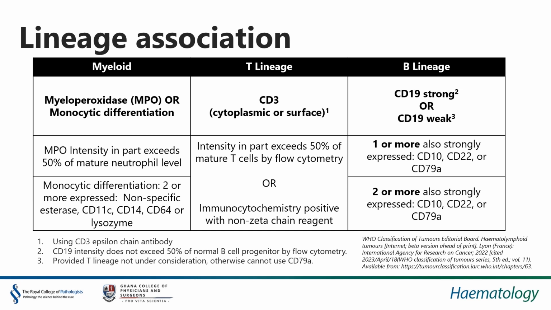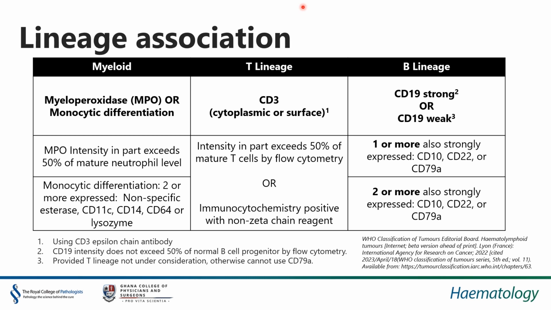So for the myeloid lineage, we want to see an expression of myeloperoxidase, MPO, where MPO intensity in part exceeds at least 50% of the mature neutrophil population. In terms of monocytic differentiation, 2 or more positive antigen targets are required, such as CD11C, CD14, CD64, or lysozyme.